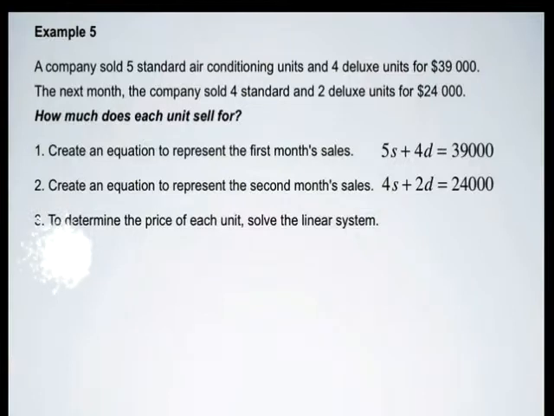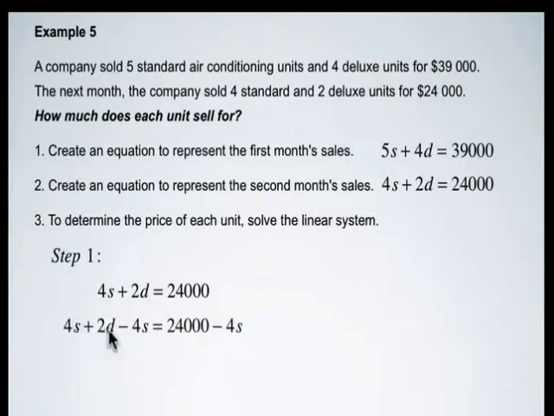And for the first step, we have to solve for one of the variables. And out of all of the variables, the easiest one to probably solve for is the D in the second equation, in the 4S plus 2D. So we're going to solve this D. We could solve for any of the other variables, but it just seems to me that this D will be the easiest to solve for.